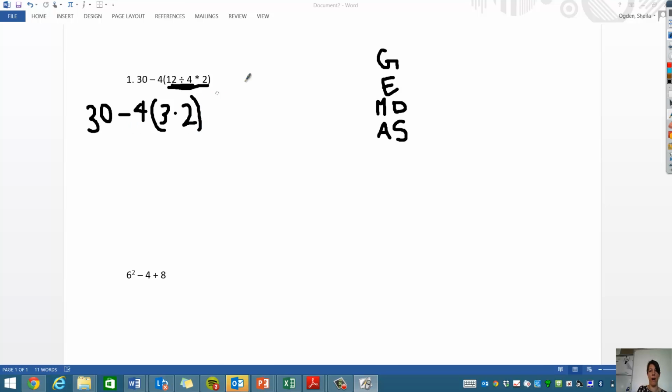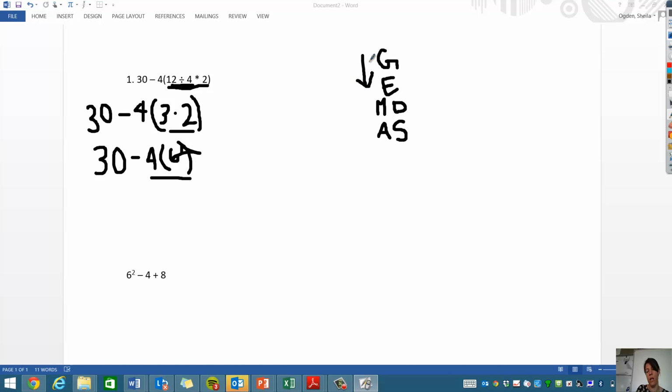Now that I've simplified that part, I'm going back and starting over at the top. So I've still got grouping symbols. They're not simplified yet. So this will be the next thing that I simplify while I copy everything else down. That's 30 minus 4, open parentheses, 6. Oops, it's stuck, sorry. So now these parentheses are no longer a grouping symbol. They're actually multiplication. When two numbers are next to each other like this with nothing in between, it means multiplication. So I have subtraction and I have multiplication.